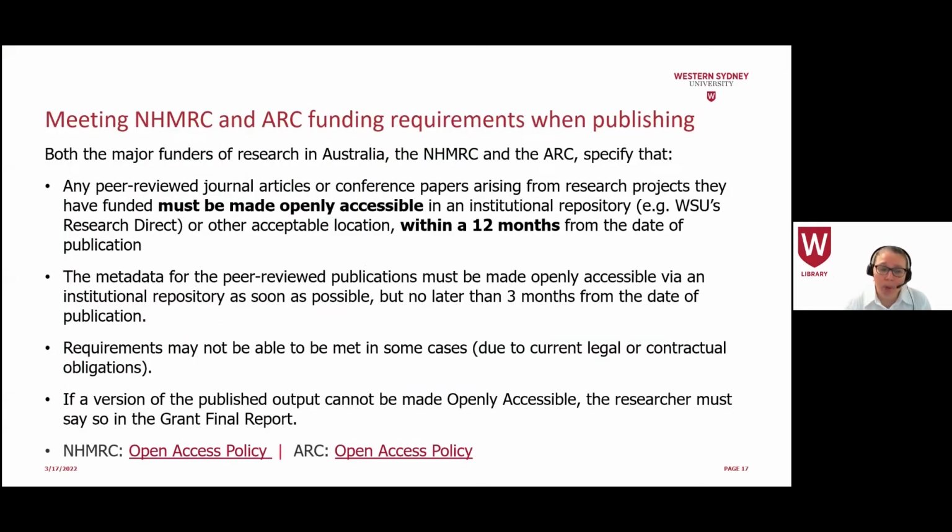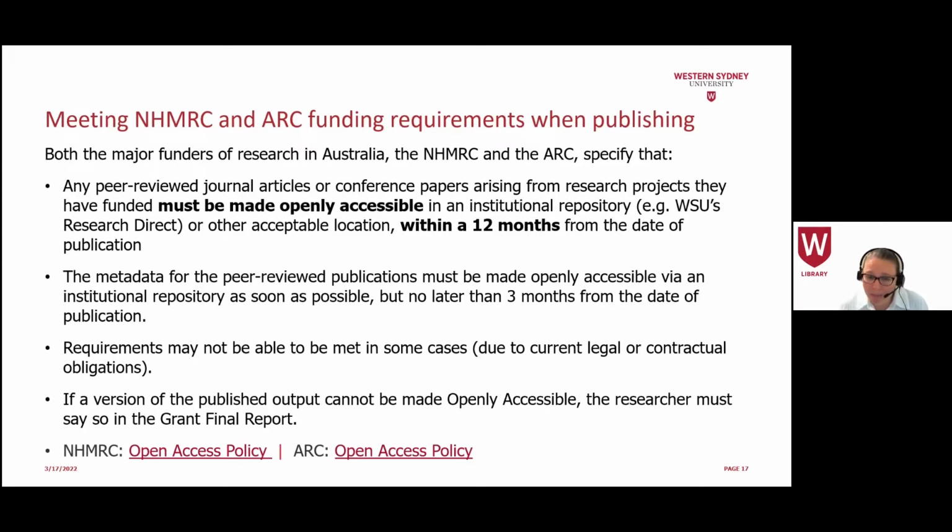Both the major funders in Australia for research, the NHMRC and the ARC, specify that any peer-reviewed journal articles or conference papers arising from research projects that they funded must be made openly accessible in an institutional repository. For us, that's Research Direct, or another accessible location like an open access gold or hybrid journal article, within 12 months from the date of publication. The metadata from the peer-reviewed publications must also be made openly available via a research repository like Research Direct as soon as possible, but within 3 months from the date of publication.